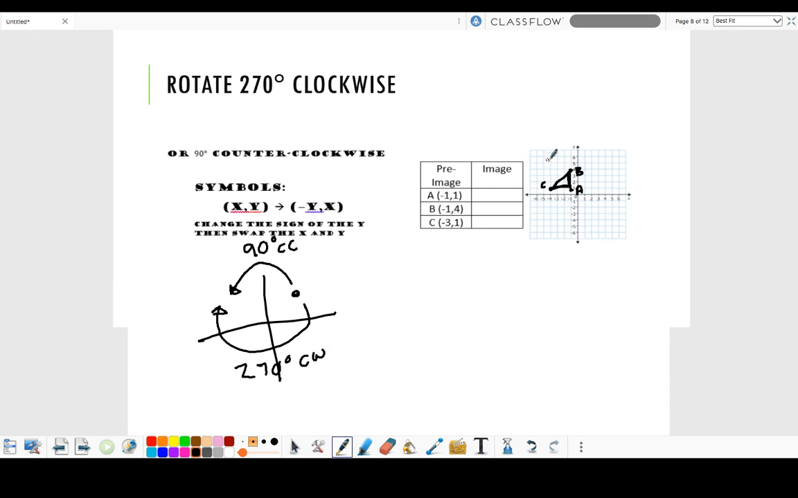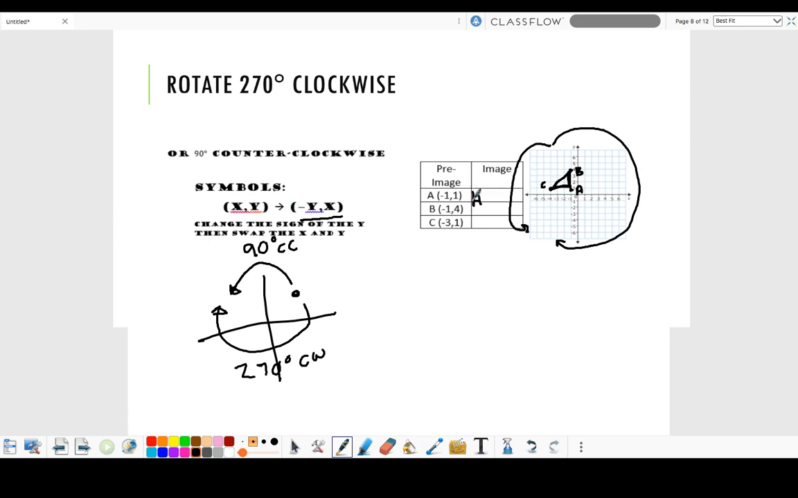So if we think about this figure, we're going 270 degrees clockwise, which would put us here, same as 90 degrees counterclockwise. So we're wanting to end up in this quadrant where our x is negative and our y is negative. This is a great way to check your work. Now with our rule, then our x and our y are going to swap places, and the original y is going to change signs, okay?